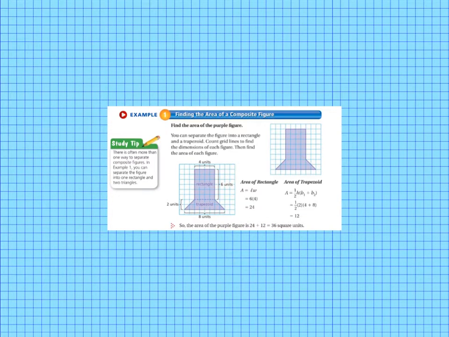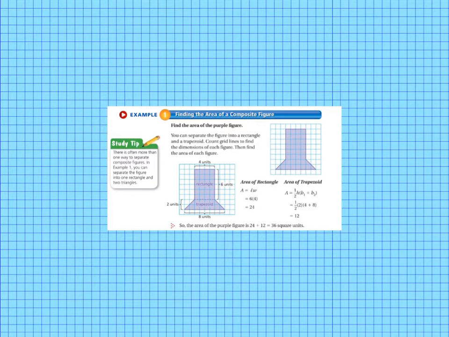Let's take a look at example 1, finding the area of a composite figure. Find the area of the purple figure. So that's what the question is asking us to do. And our directions say you can separate the figure into a rectangle and a trapezoid. Count the grid lines to find the dimensions of each figure, then find the area of each figure.